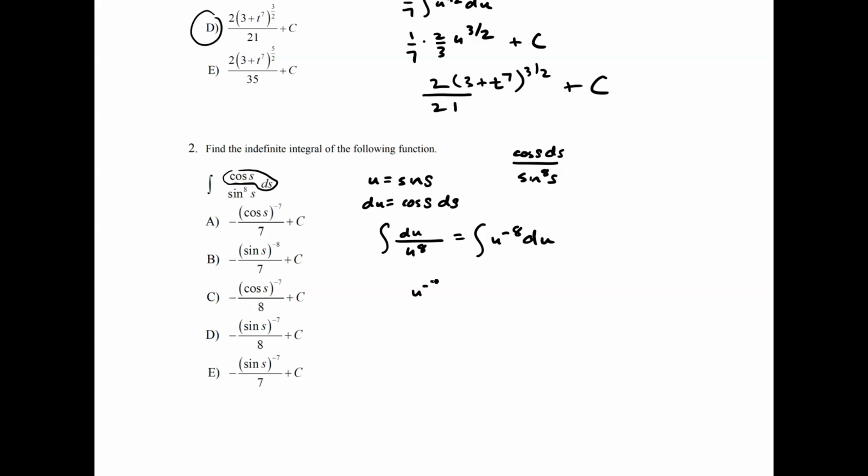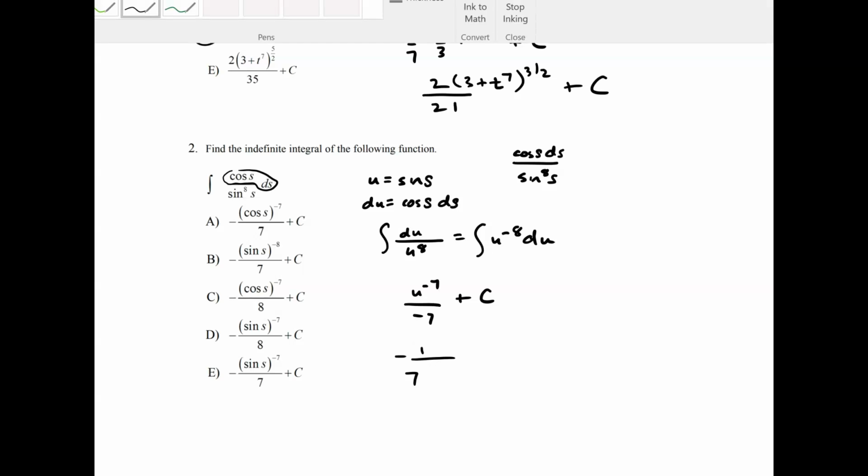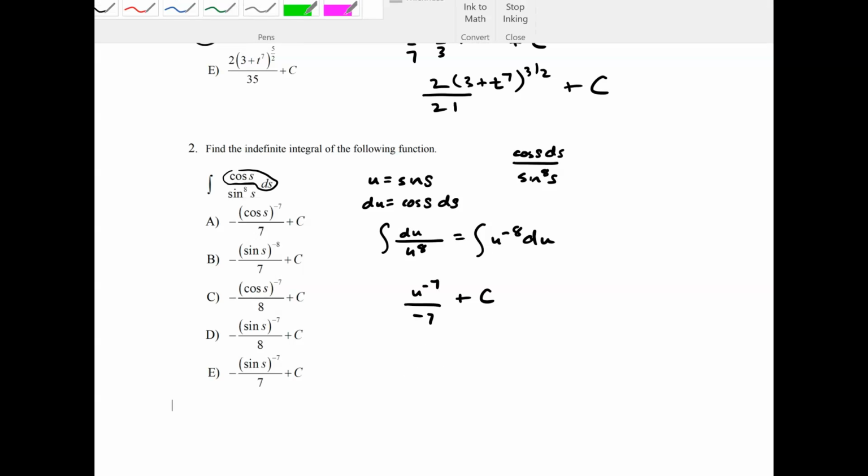So add 1 to that exponent, divide by that -7, and then let's simplify. So this becomes -1 over 7. Oh, you know what? I'm not going to simplify it too much, because I actually notice as I'm going through this right now that the final answers are not simplified. So let me just go back and try to get my pen back. There we go. So let's just substitute in what our u is. And so we just end up with sine of s to the -7 all over -7 plus c.